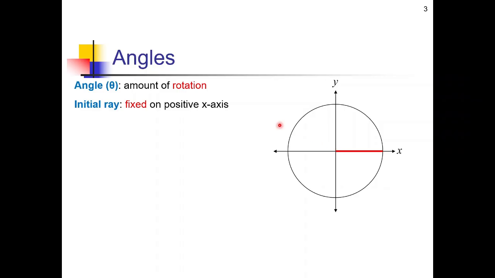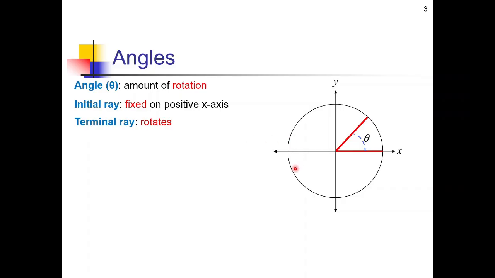Now, there's another ray called the terminal ray. This is another ray that is allowed to rotate freely to describe whatever angle that we want. So let's rotate this just once, just to see it in action. There we go. So however much this rotates away from the initial ray, that is your angle.